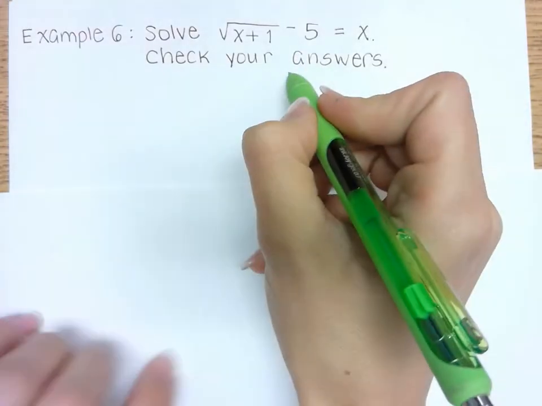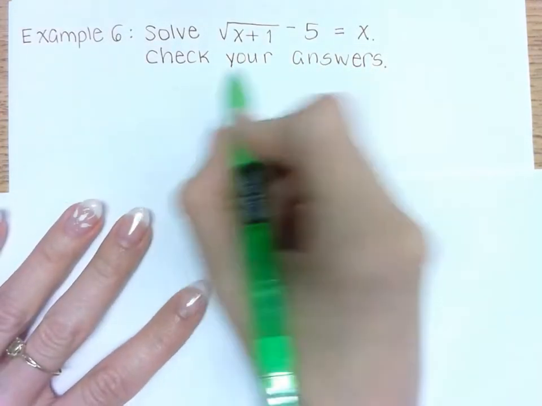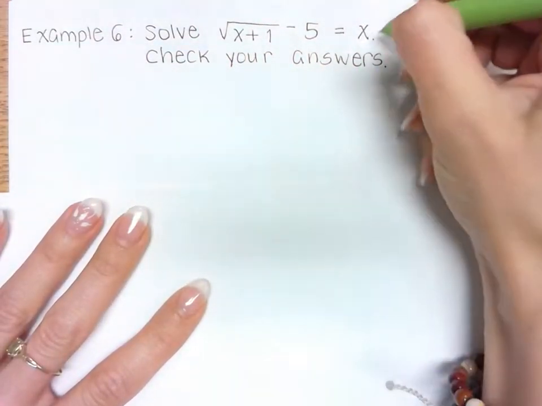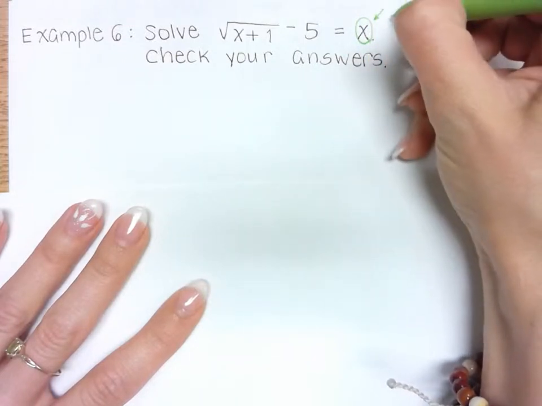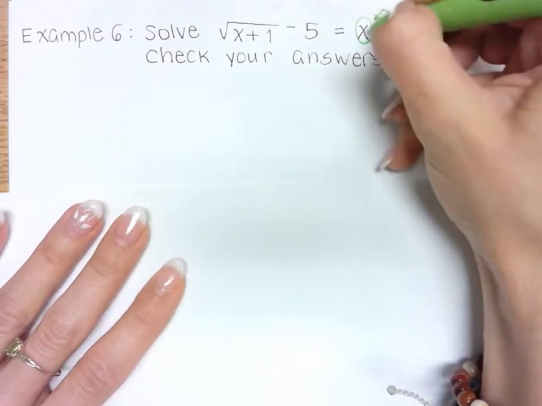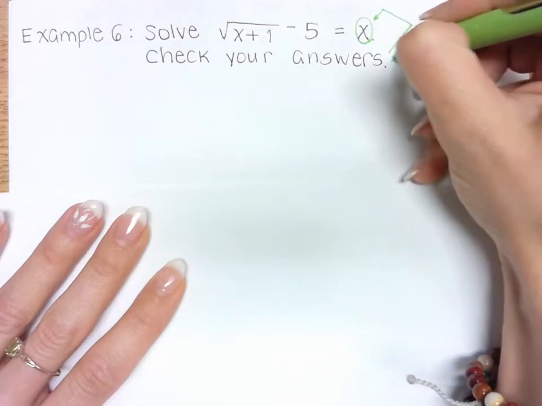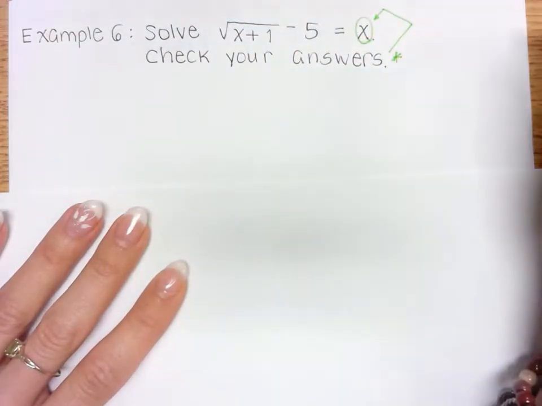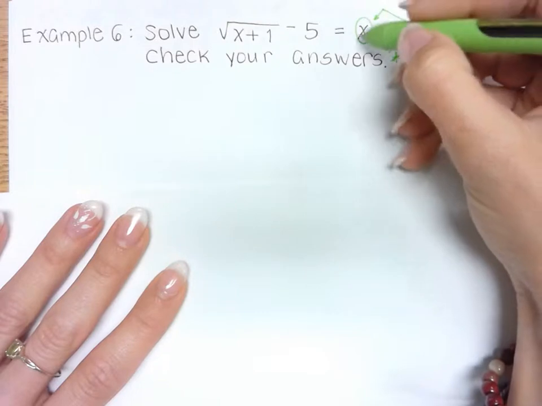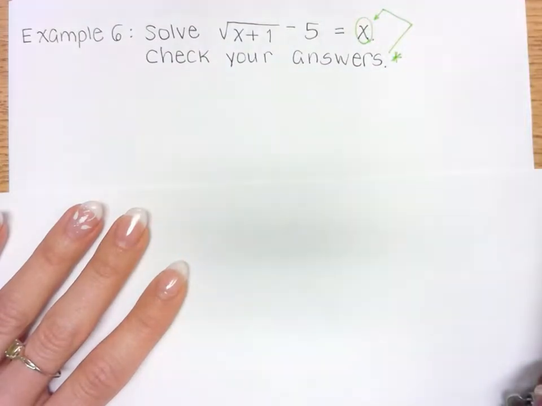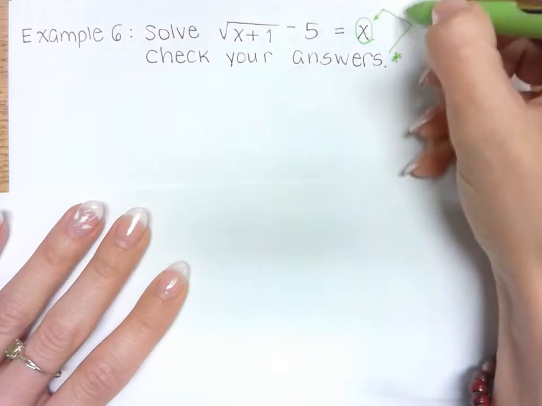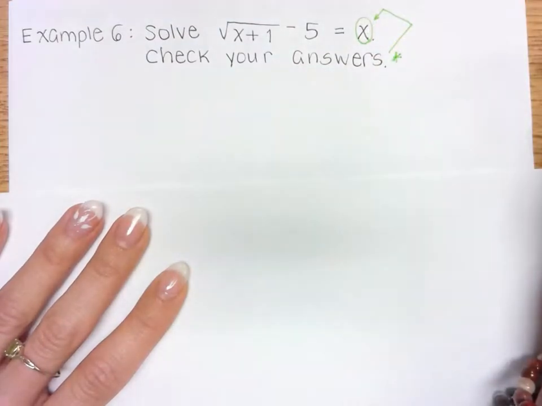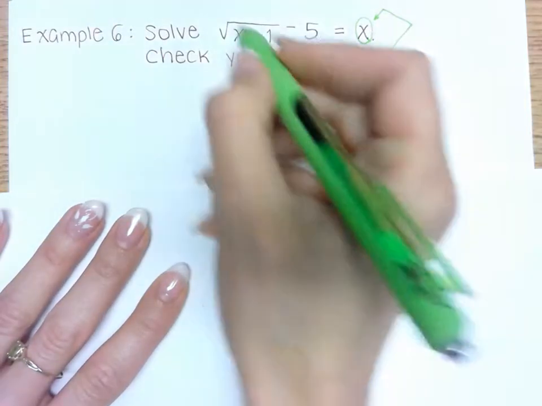Alright, in this next example, the directions are going to start to ask us to check our answers. Basically, if you have an x that's not inside of your radical, this free little x, he's running wild, he's not inside the square root, he's not held captive over there, this is where we have to worry about extraneous solutions. Okay, so whenever your problem has this loose x running around, we have to worry about extraneous solutions.